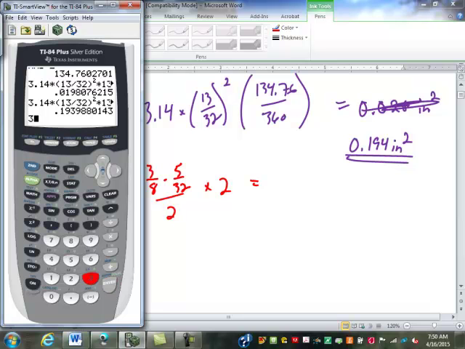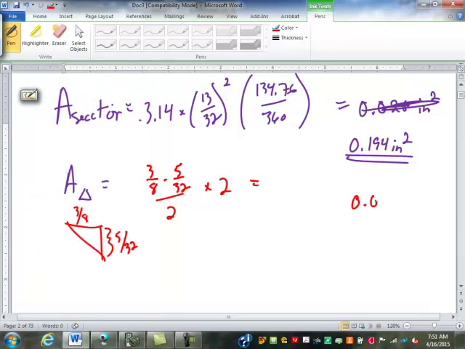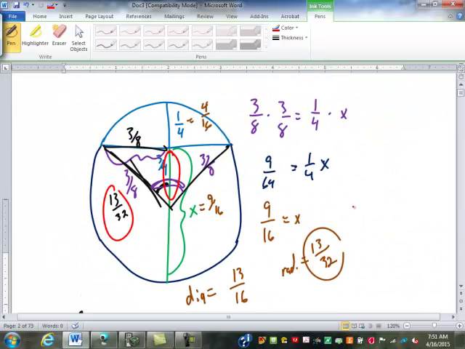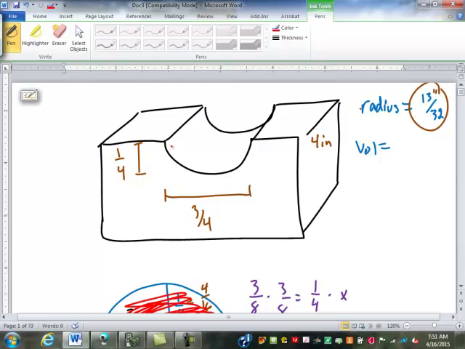So 3/8 times 5/32, then of course divided by 2 and times 2 just cancels out, so that's 0.059. Correct? We subtract to get 0.135 inches squared. So what we just found there was the area of this segment of a circle. In other words, if we were looking at the end of this, it's this area right here.